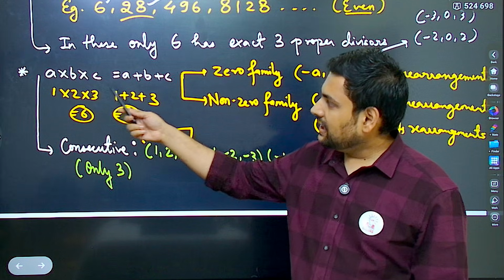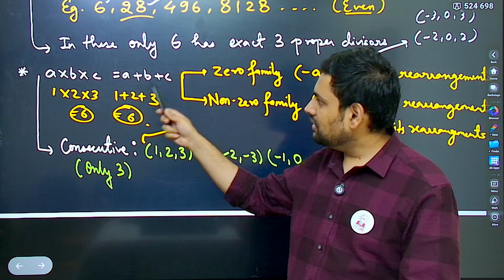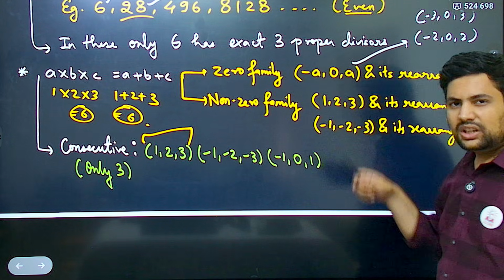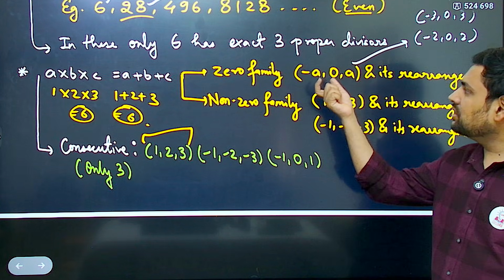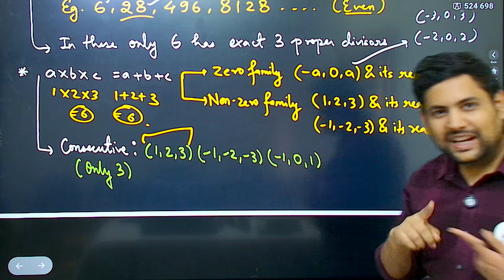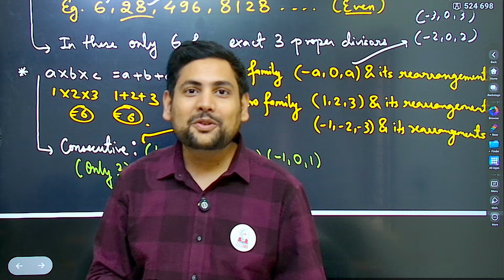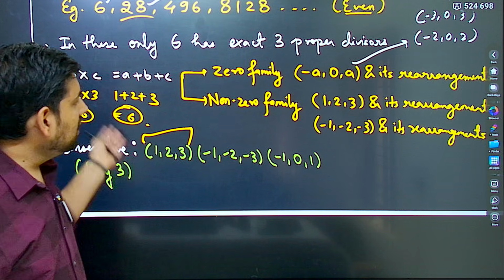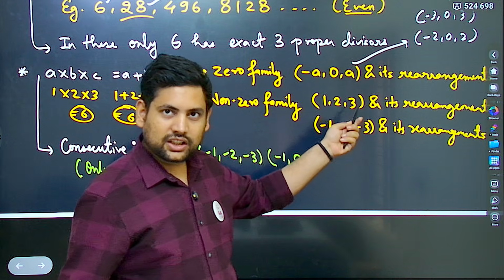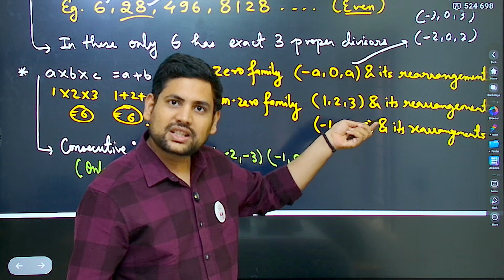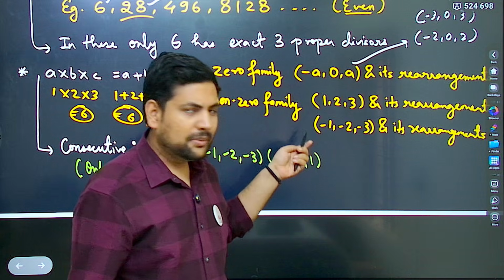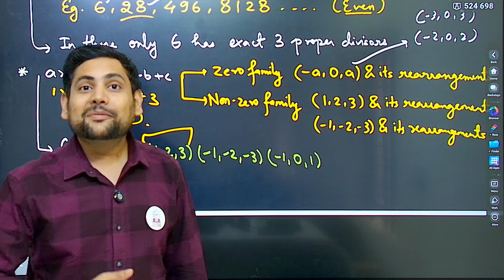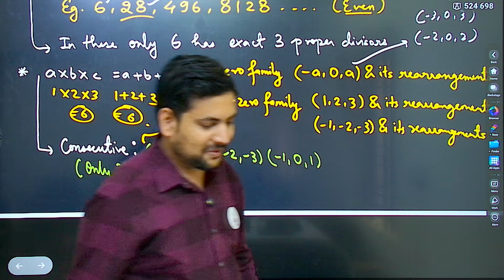Then if ABC, the multiplication of 3 numbers, is equal to the sum of the 3 numbers, now what you have to do, there are 2 or 3 families that you must remember. One was minus a, 0, a, correct? Minus 2, 0, 2. This is what you normally also take, correct? So this is one family and its rearrangements. Then the non-zero family is 1, 2, 3, correct? 1 plus 2 plus 3 is 6. Multiplication is also 6. Similarly, minus 1, minus 2, minus 3 is also another family. Product is minus 6 and sum is also minus 6.